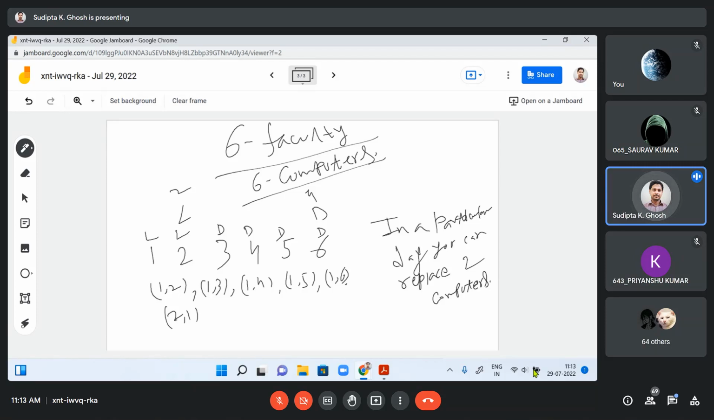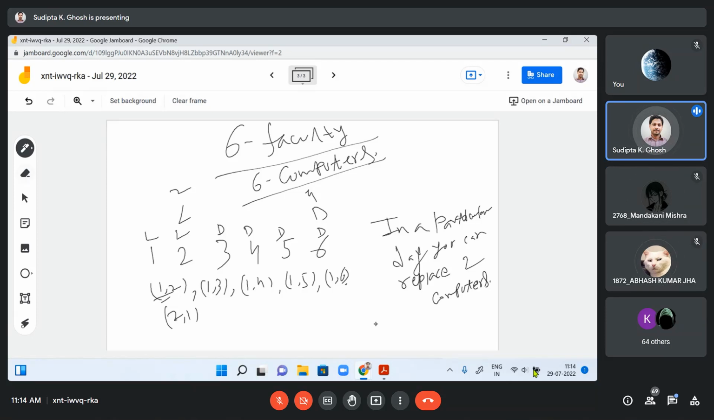Okay, we cannot take this case, because if you are taking 2, 1, that means you are replacing the second faculty laptop and the first faculty laptop, but that is equivalent to the first one. Am I correct? Yes, sir. That is equivalent to this one. Therefore, you cannot take this case.